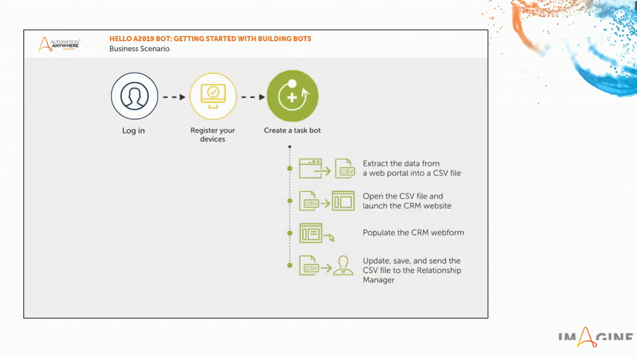What we're going to have our bot do is log in, make sure our bot agent is registered, and then create our task bot to extract information. Our task bot is going to extract information from the web portal into a CSV file, open that CSV file and launch the CRM, and then populate the CRM web form via a loop. And then finally, after it's completed, it'll update the spreadsheet with the state of the information and then email that CSV file to the relationship manager.